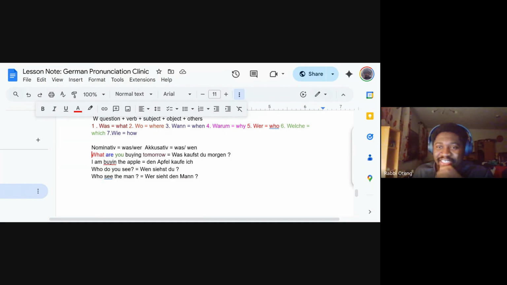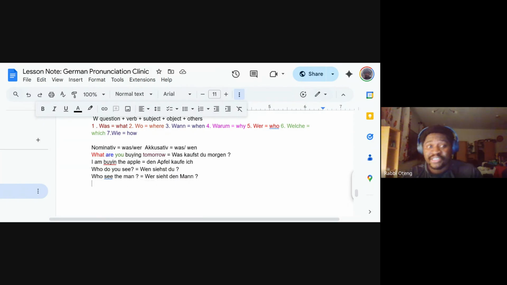Okay, so in this sentence, what are you buying? Who's performing the action here? You, because of the main verb, the buying. You are performing the action of buying. So the what is what? The direct object. Okay, let's perform it. Other ones will be for different sentences.